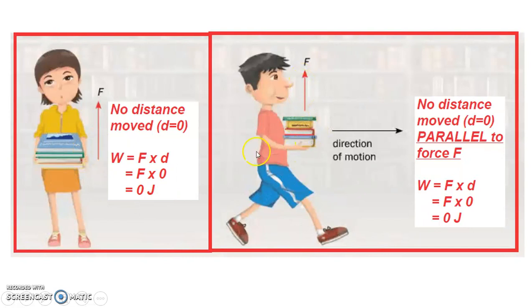What about if you're holding the book and moving? As you can see, F is pointing upwards because you need to push the books up to hold them up. But you're moving in a direction perpendicular to the force. So the distance D equals 0 because distance D must be parallel to the force to be considered. So W equals F times D, which is F times 0. Again, in this case, 0 joules. No work is done in both cases.